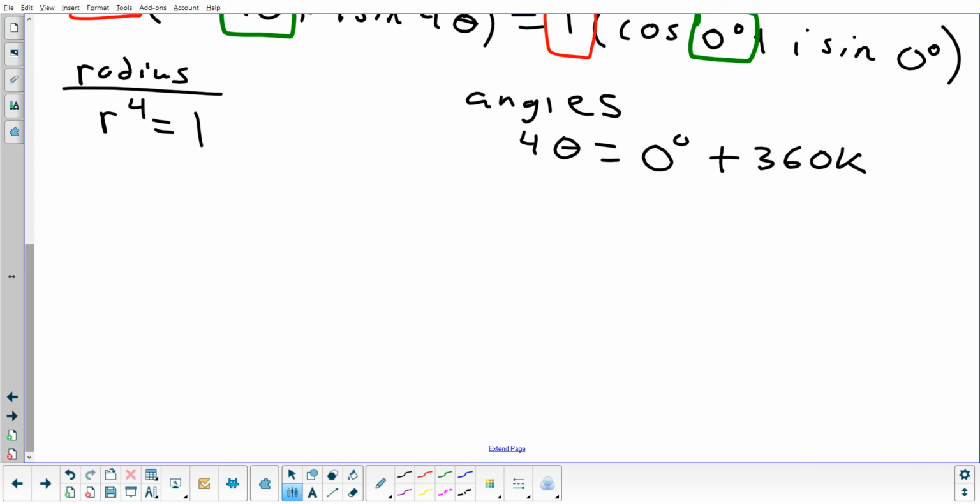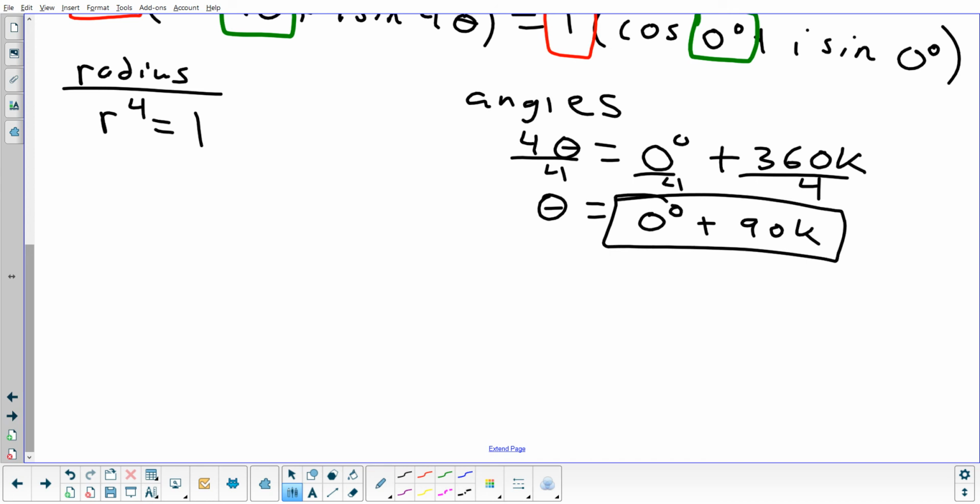Now, it would be nice if I just had theta equals. I'd rather not have a formula for theta. So what would I do to get theta by itself? Yep, just divide everything by 4. There's your formula for your angles. So now you might be wondering, what's this k? What does that mean? K is an integer. It's multiple integers. It's every integer from 0 up to 1 less than your root.